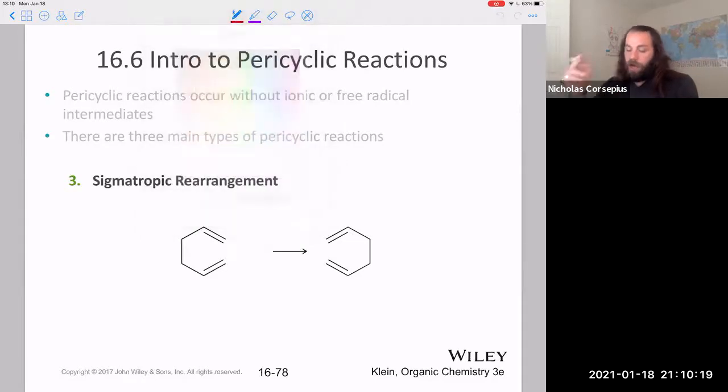Our rules as to where the base of our arrow is and where the head of our arrow is going to change a little bit here. For the other two types of pericyclic reactions, you can't go wrong as long as the base of your arrow starts at a pi electron and the tip of your arrow is at an sp2 electron. That's not going to be the case here because we're actually going to be breaking a sigma bond, but you can start out that way.